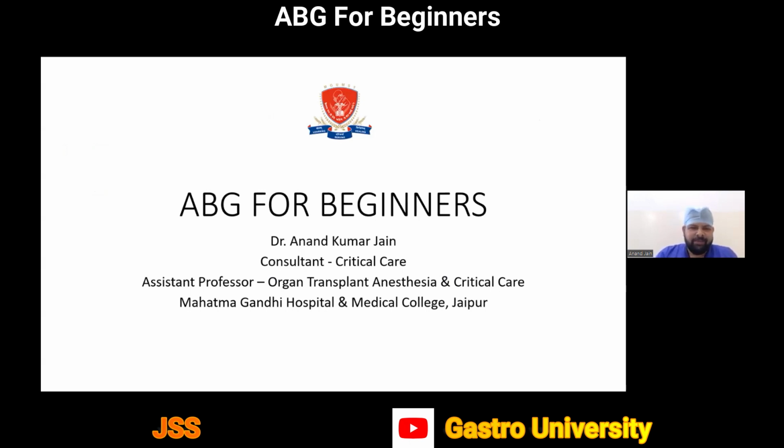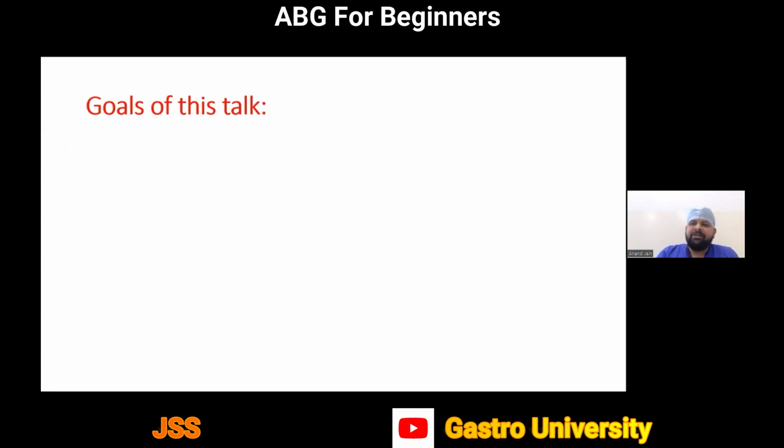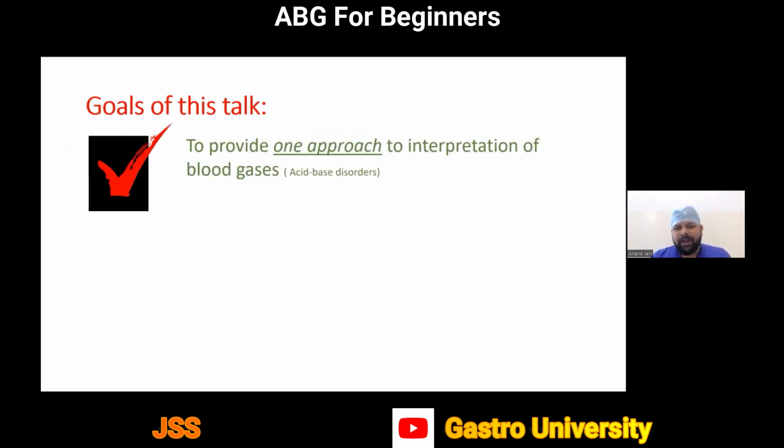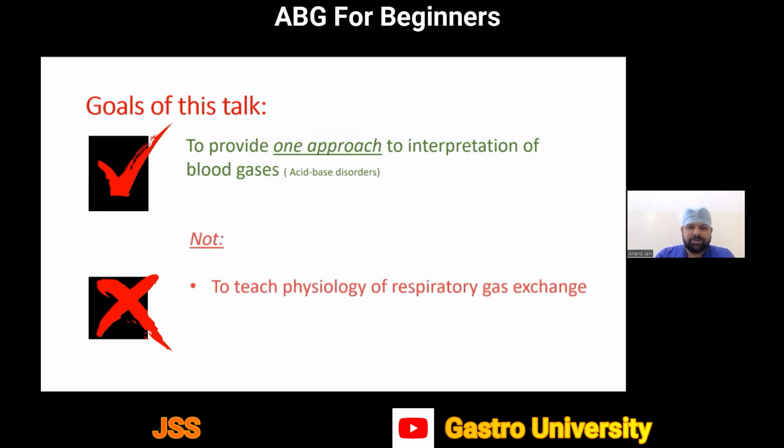So what is meant by ABG? Simply, it's arterial blood gas analysis. The goal for this talk is that we are going to provide an approach to interpret ABG analysis, that is, the acid-base disorders. The goal of this talk is not to teach the physiology of respiratory gas exchange or to debate any alternative approach for how to interpret an ABG.